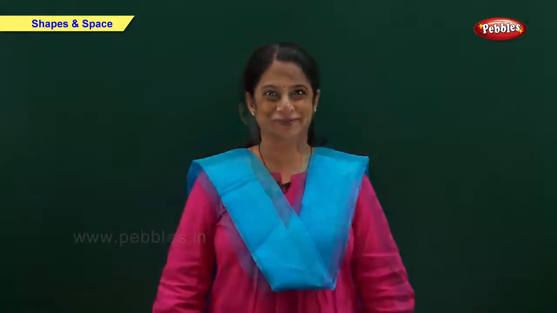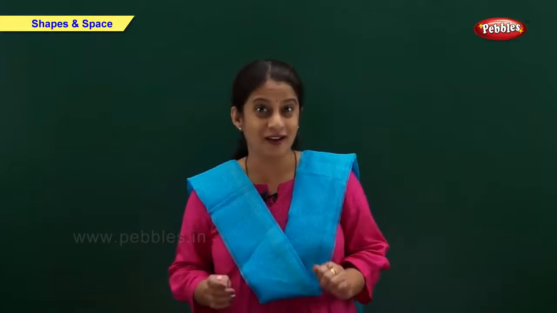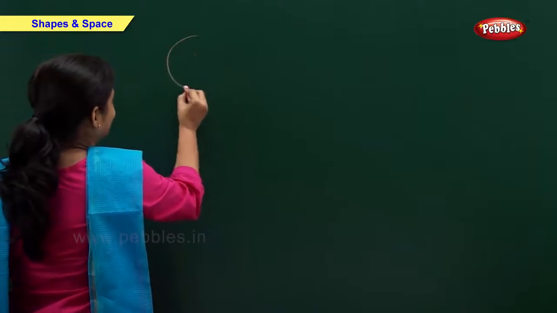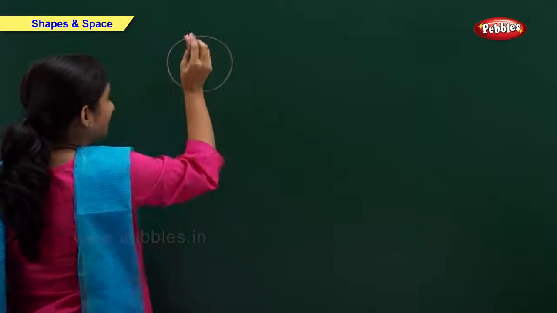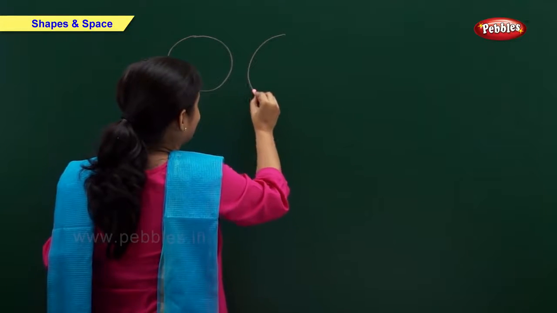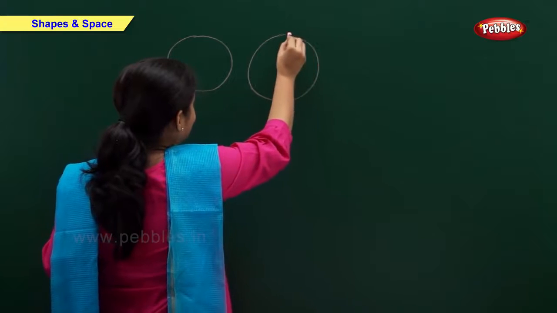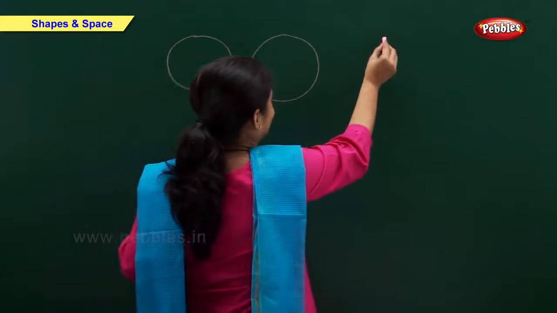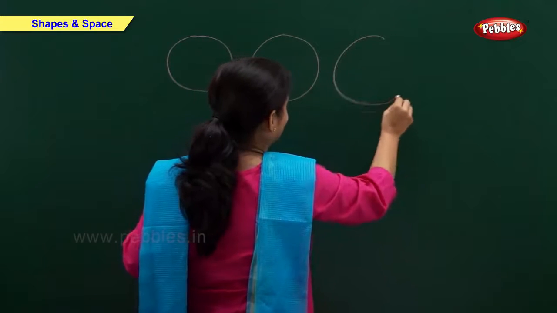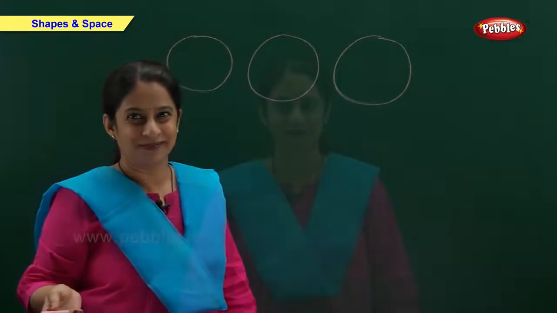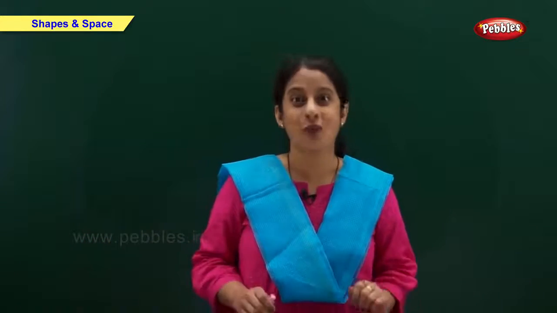Now let us learn how to draw shapes. Now let us draw a circle. Circle. Now let's draw a square.